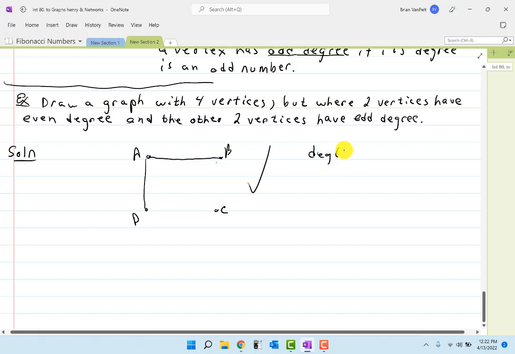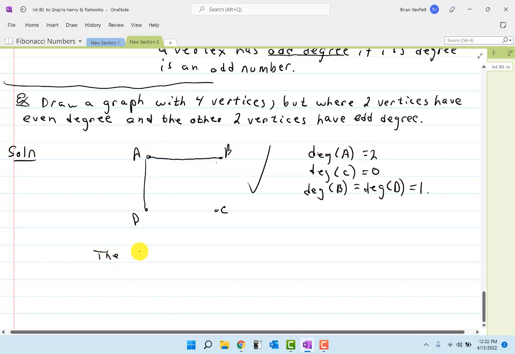Degree of A is 2. Degree of C equals 0. 0 is an even number, by the way. The degree of B is the same as the degree of D, and they're all equal to the odd number 1. If you wanted to, you could also do this. I noticed that I can connect B to C, for example, and then C would become an odd vertex, but then B would become an even vertex.